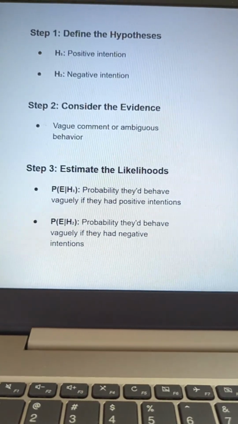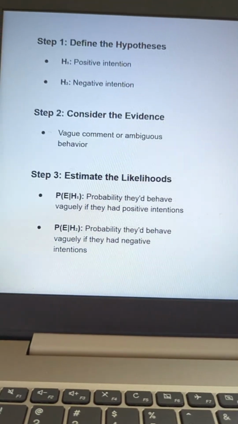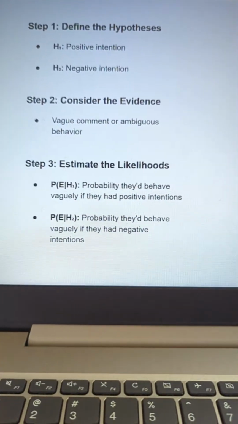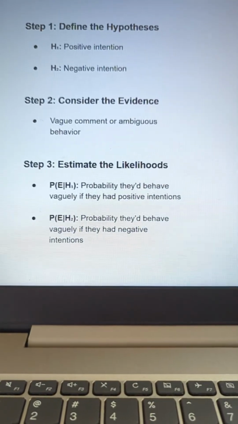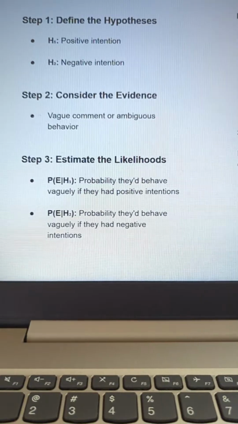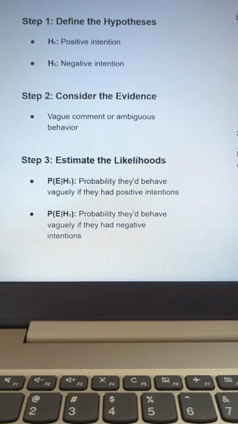Now we have what's called a given. It's a probability in the form of a given, like: what's the probability of A given B? Whatever. It's okay, I don't want to get too technical. Let's just get on with estimating what are called the likelihoods. So what's the probability they'd behave vaguely if they had positive intentions? We want to assign a probability to that.